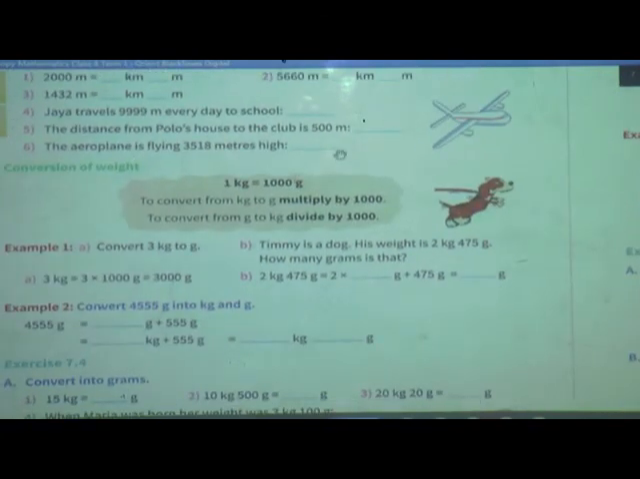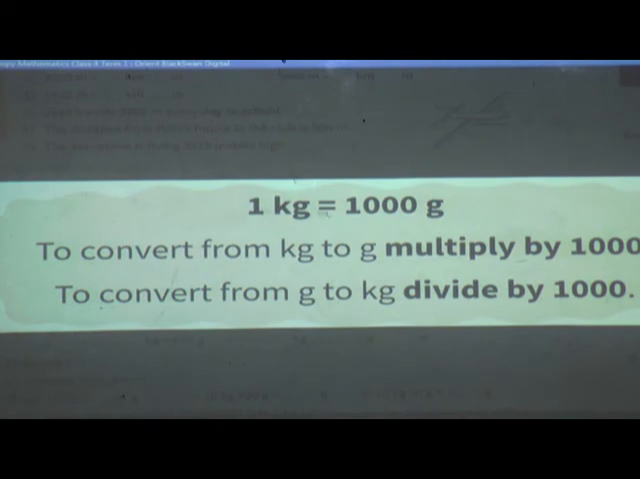Now we have seen conversion of length. Now we will see conversion of weight. Now see, 1 kg is equal to 1000 gram, isn't it? So to convert from kg to g, multiply by 1000, and vice versa. If you want to convert gram into kg, what you have to do? Divide by 1000. From higher to lowest, multiply by 1000, and lowest to higher, divide by 1000. Keep this shortcut in your mind.